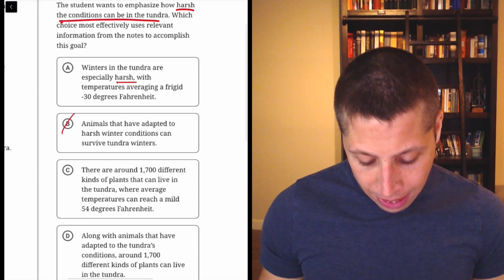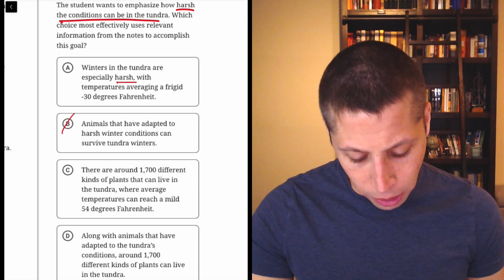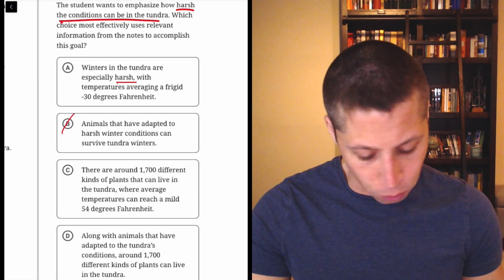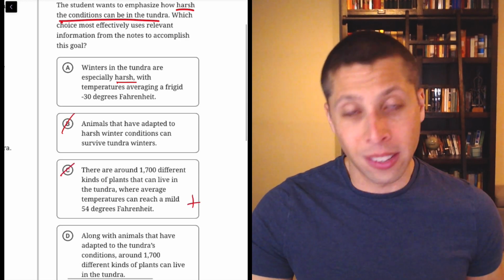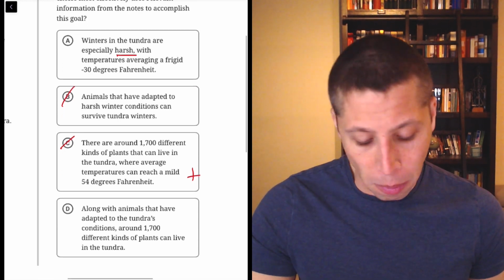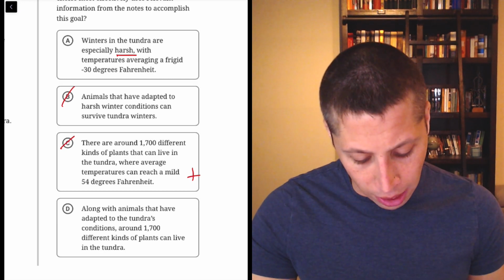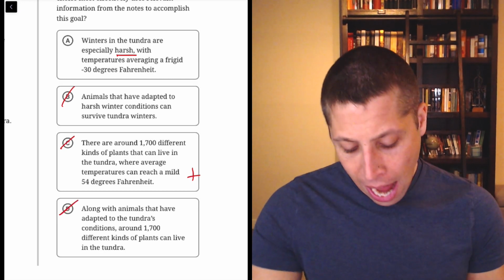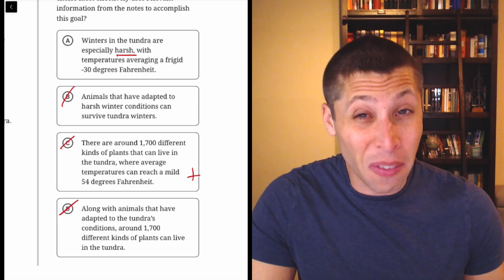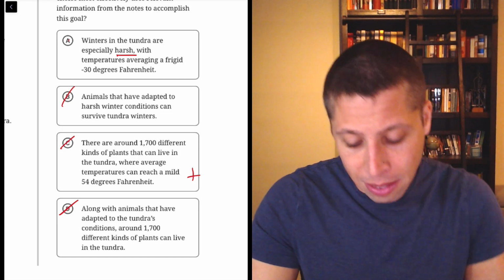Let's still look at C and D. C: there are around 1,700 different kinds of plants that can live in the tundra, where average temperatures can reach a mild 54 degrees Fahrenheit. Well, this doesn't sound harsh at all. This sounds nice and pleasant. 54 degrees is not so bad. So probably wrong. D: along with animals that have adapted to the tundra's conditions, around 1,700 different kinds of plants can live in the tundra. Again, not saying that it's harsh. And in fact, if there's 1,700 plants that can live there, sounds pretty lush to me. So that doesn't make sense.